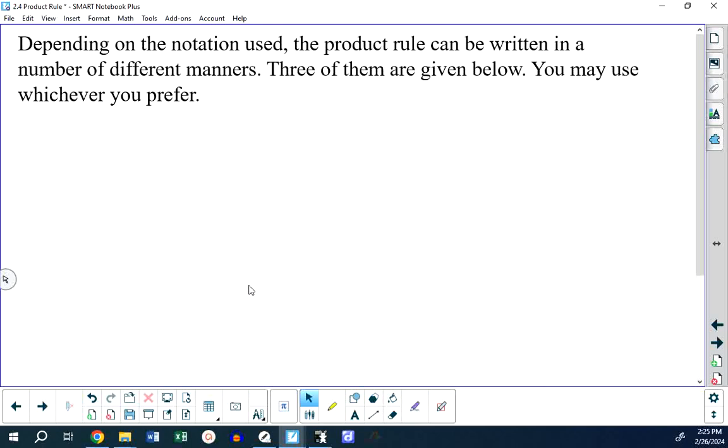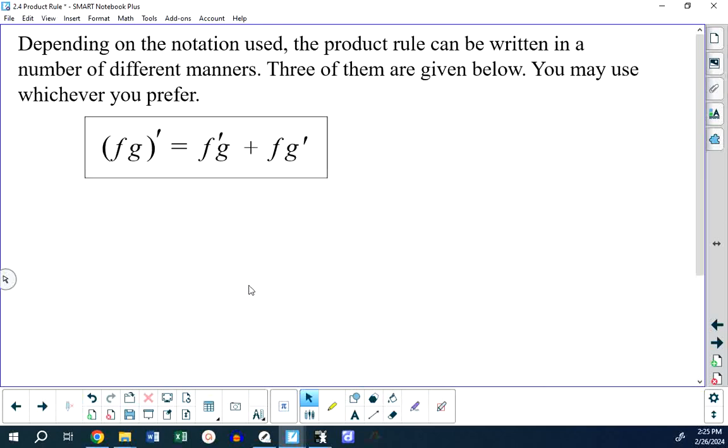The product rule is like a rhythmic kind of thing. The derivative of a product of two things is the derivative of the first times the second plus the first times the derivative of the second. Okay. The derivative of a times b is the derivative of a times b plus a times the derivative of b.